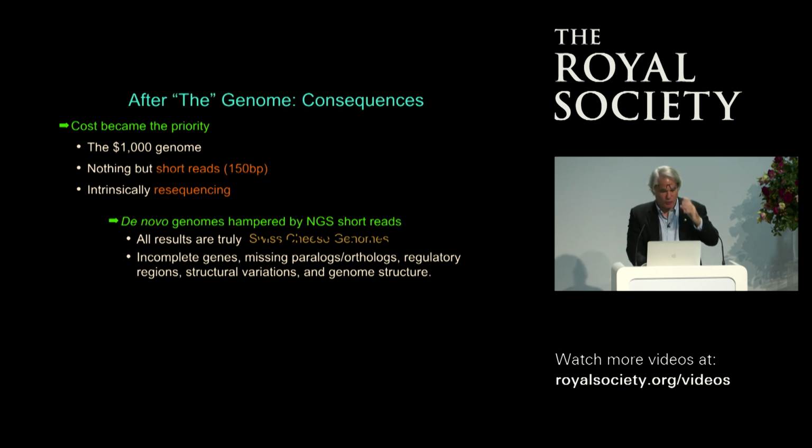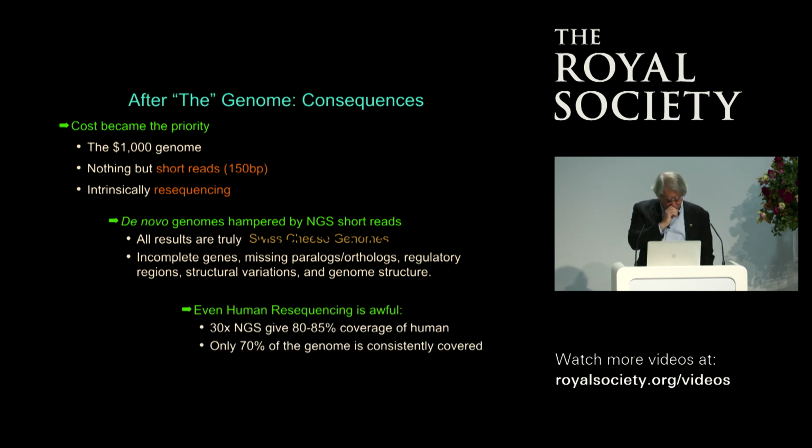And for a lot of things they weren't very good because the gene models of the organism were incomplete. You couldn't understand paralogy and orthology relationships. Regulatory regions were gone. You didn't have any idea what structural variations might have been in these genomes, and you didn't have any idea of the overall genome architecture.